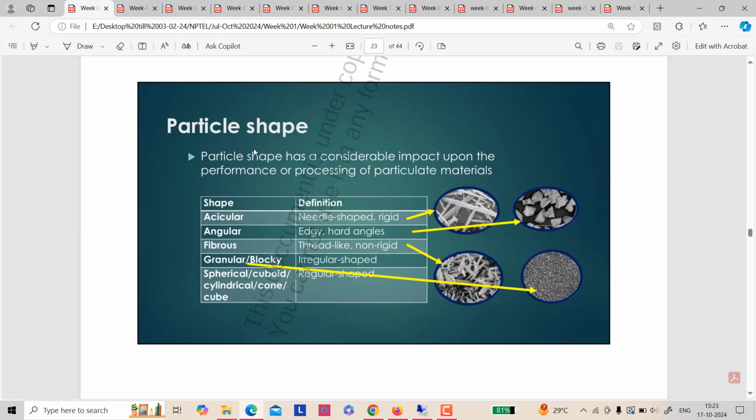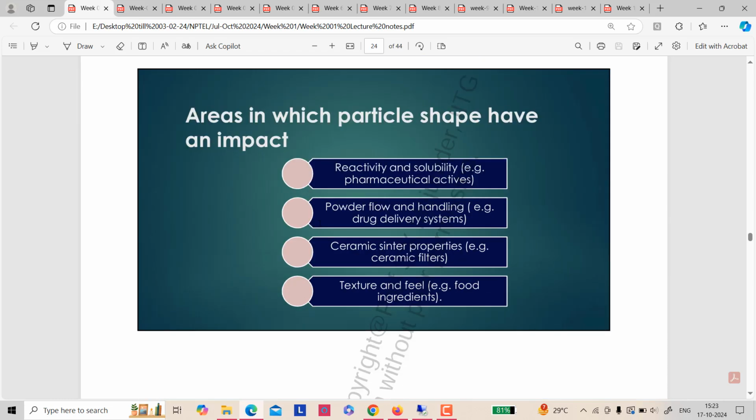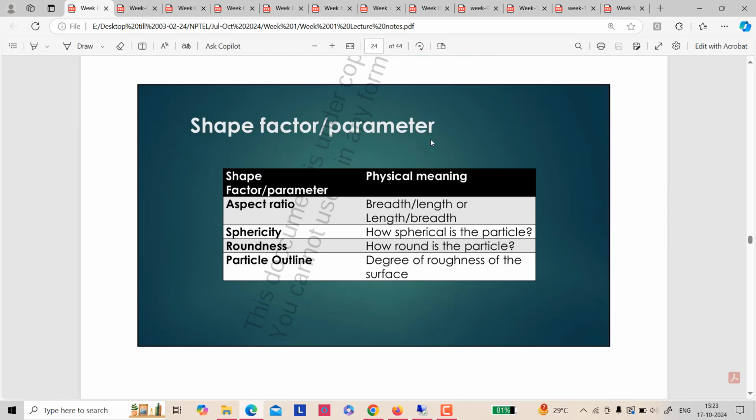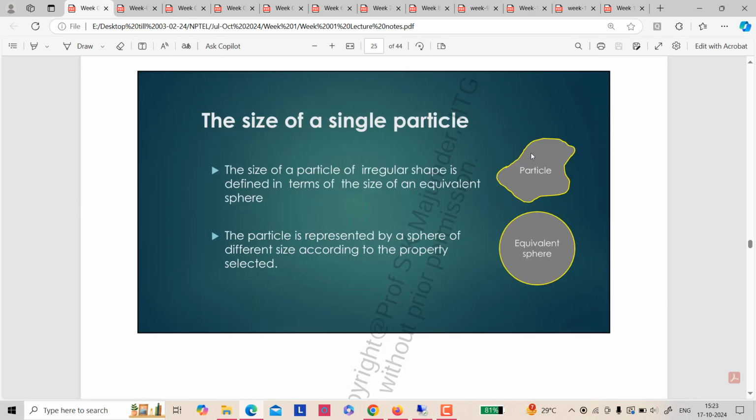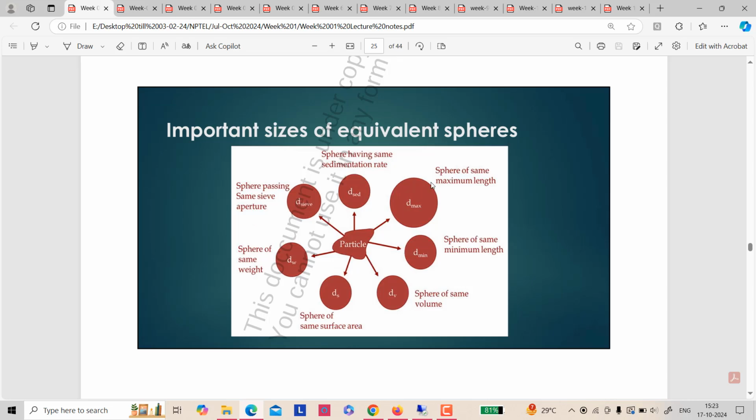There are different types of particle shape. This is the shape factor, which depends on the aspect ratio, length by breadth or breadth by length. Then the sphericity of the particles, roundness of the particles, and particle outline. This is the shape of an irregular particle and this is the shape of an equivalent sphere particle. These are the types of particles that can happen.